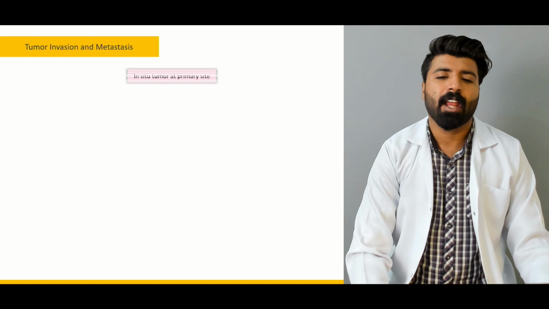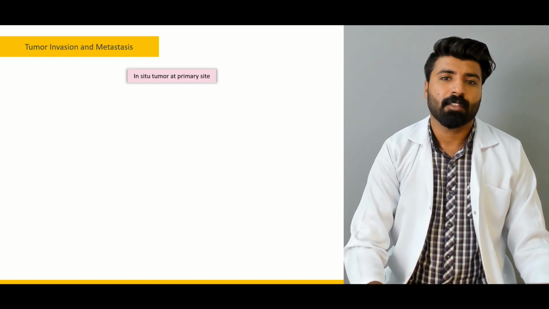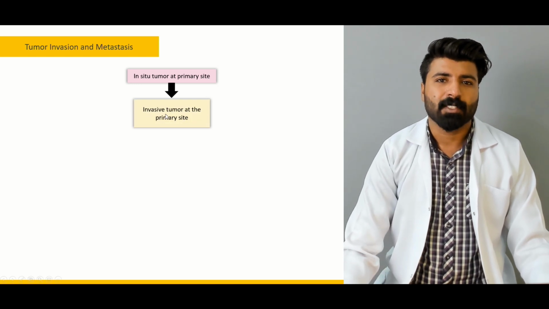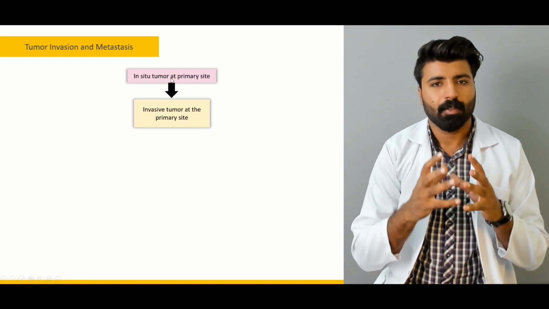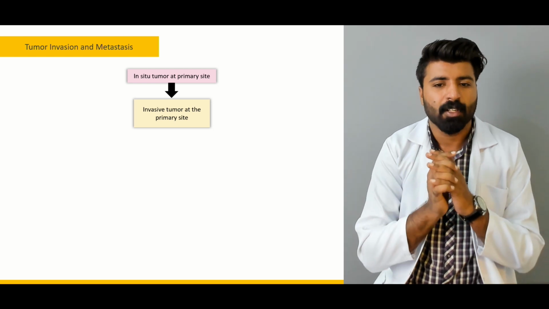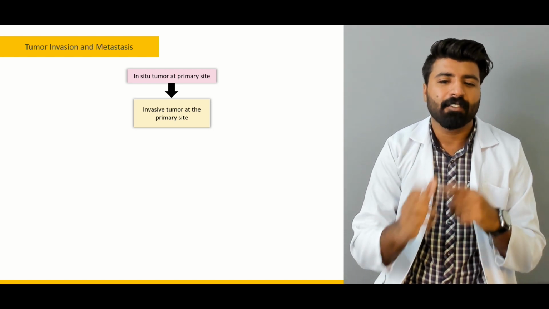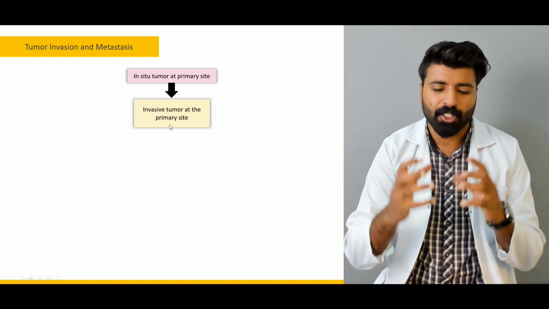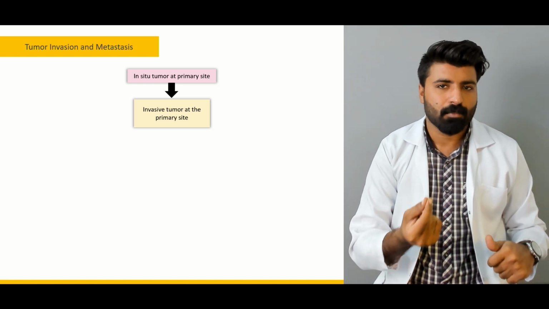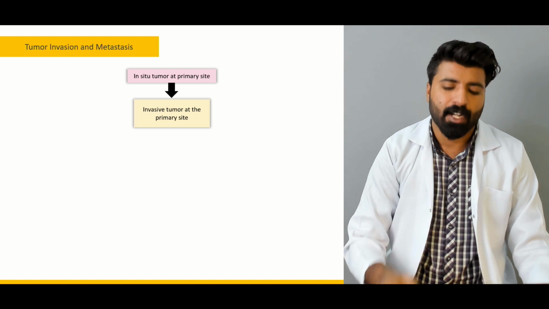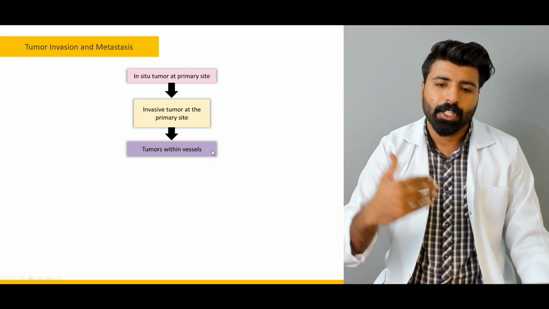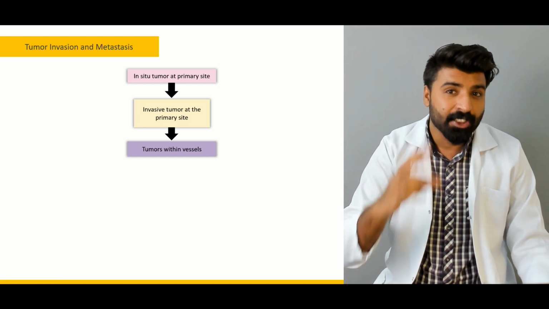Next we have tumor invasion and metastasis. In situ means in the very form, tumor at primary site leads to invasive tumor at the primary site. First of all, there's a tumor in situ, which means the tumor where it was born, where it was produced, it's present here. It firstly gets converted into invasive tumor at the primary site. First, it invades that area. For example, if the tumor was at breast, and there was a little lump, first of all, it's going to invade that area. Then the tumors will be within the vessels. Now it will go deep and it keeps invading until it reaches the blood level.